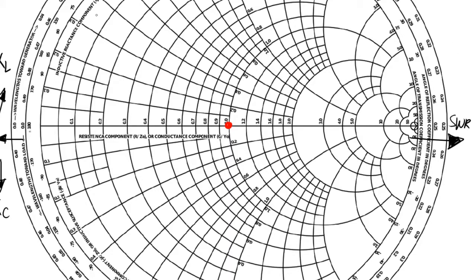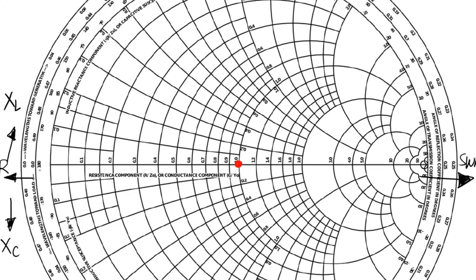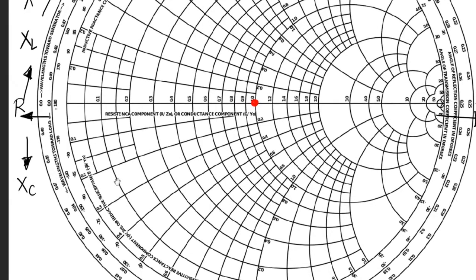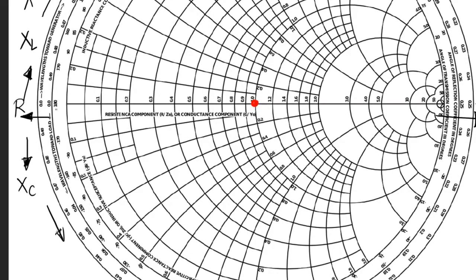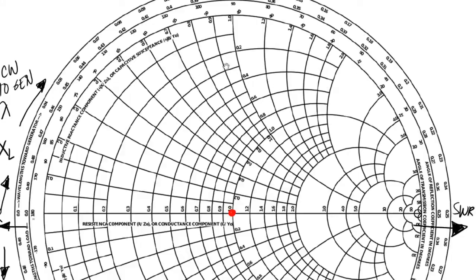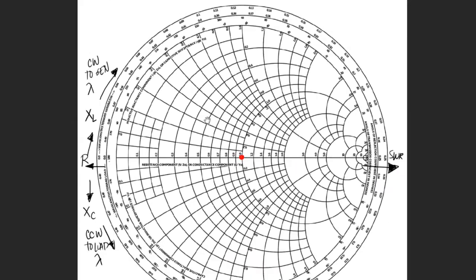Okay. And then it's not really mentioned a lot of times, the angle of reflection and angle of transmission, but still useful, no? As for the wavelengths, if you are moving clockwise, that's toward the generator. Okay, those are lambda values. And then if you are moving counterclockwise, those are toward the load, also lambda values. Okay? So, yeah, that's basically your Smith chart.